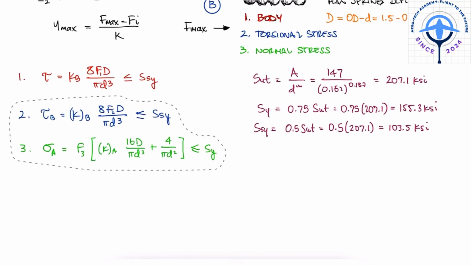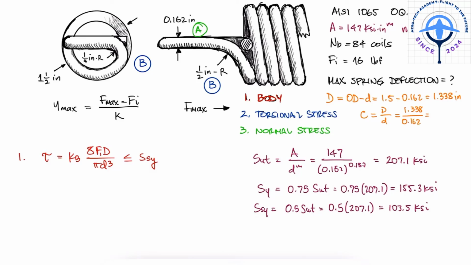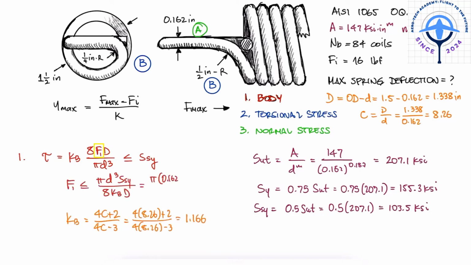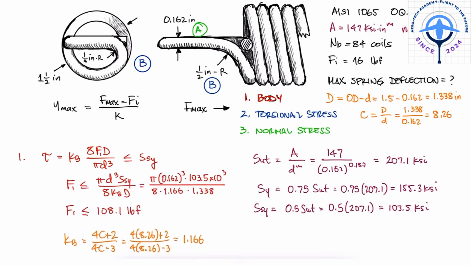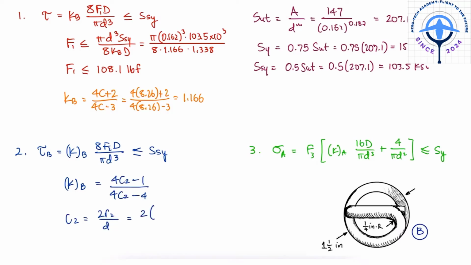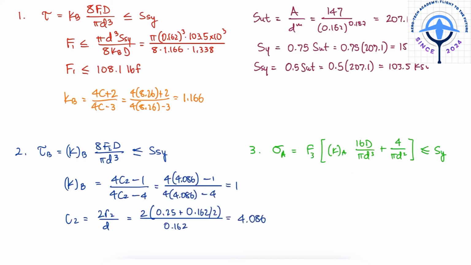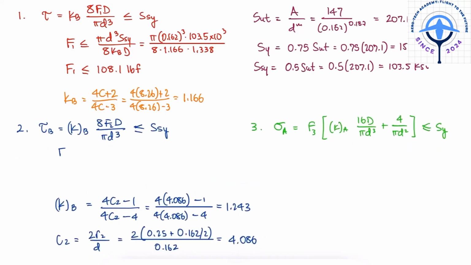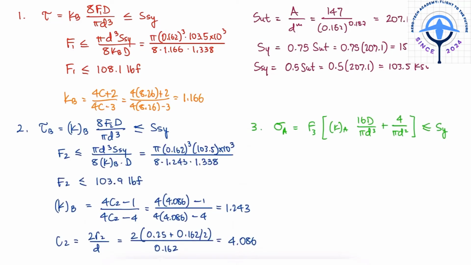For the KB of the body stress, we would need the spring index C to find its value of 1.166. With this value, we can find that the maximum force that doesn't cause the body to yield is equal to 110.8 pounds. For the torsional stress, we need its stress correction factor, and for it, C2. With R2 being 1/4 of an inch plus the radius of the wire, we find C2, KB, and with it, the maximum force that wouldn't cause the torsional stress on hook point B to exceed the shearing yield strength.